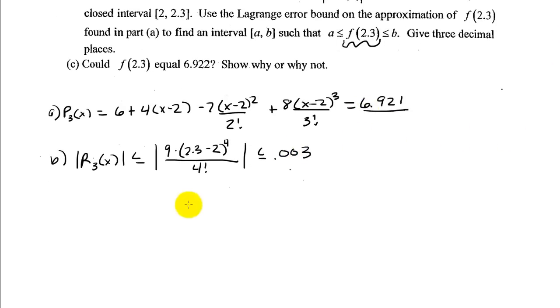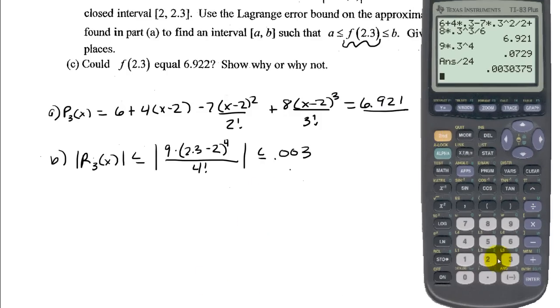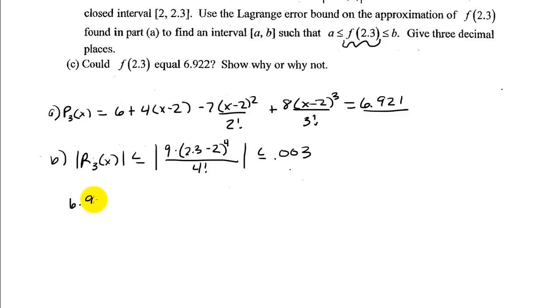Now we're asked to find the interval, so there's the error. Here's the approximation, so the actual value has to be between this interval. Let's see, I got to uncover this. We have 6.921 minus 0.003. So we have 6.918. 6.918 is less than or equal to the value f of 2.3 is less than or equal to, and now we have to add on the 0.003. I don't really need a calculator for that.